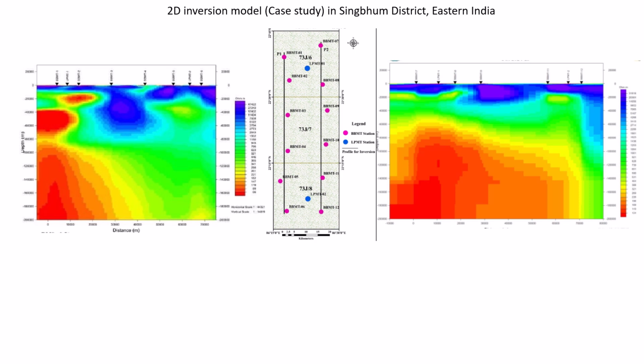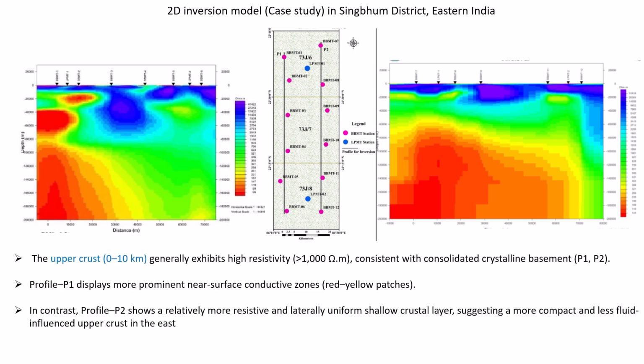Now, I will show you the final results of the 2D inversion model in eastern India. There are two profiles where the stations are connected: the broadband stations and the long period stations, two long period stations and a total of 14 broadband stations. Along that profile one, depth versus distance, the inversion modeling is obtained.